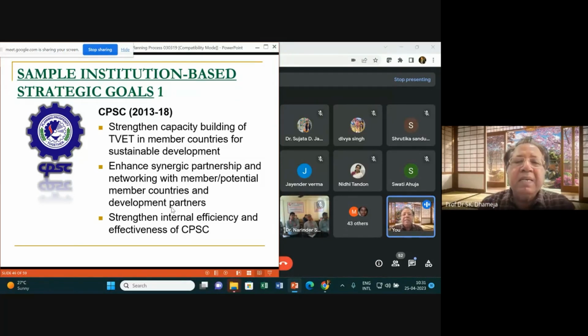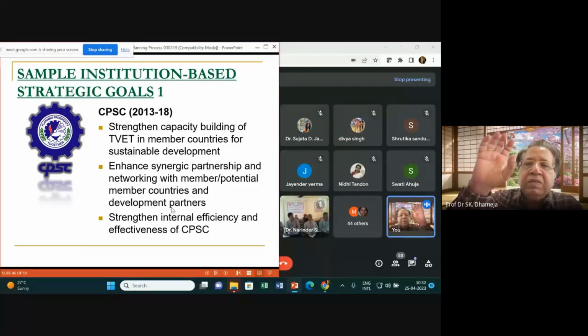Second is enhance synergic partnership. Synergy, I suppose everybody knows synergy. When 2 plus 2 becomes 5 and not 4, that is the synergy. Enhance synergic partnership and networking with the member or potential member countries and development partners. The second goal is on building partnerships. The first goal is on doing the capacity building.